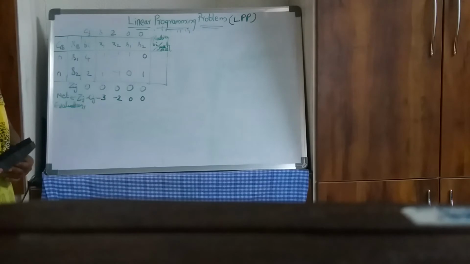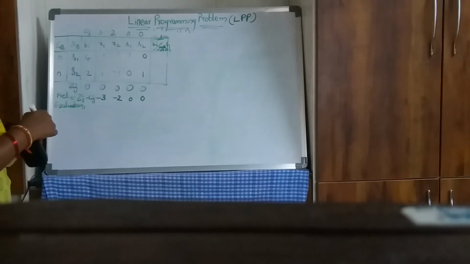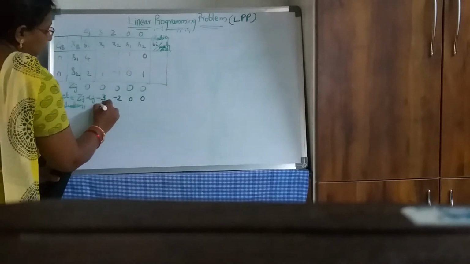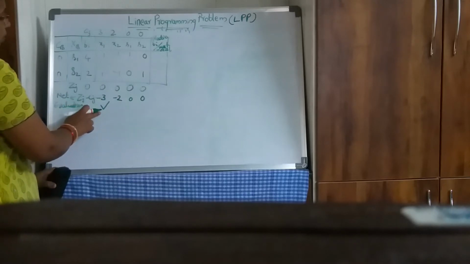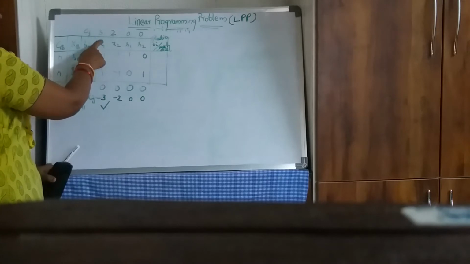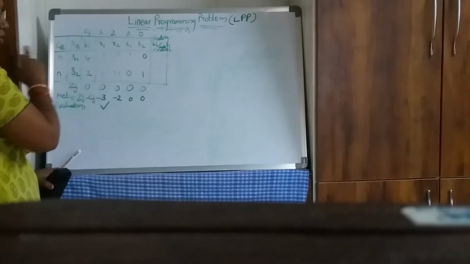So here I have two negative values. Which one should I select? So select the most negative value. Now which is the most negative value here? Here minus 3 is the most negative. Put a tick mark to this minus 3. Now this most negative column is corresponding to which variable? X1. Now x1 should come in this column. That means it should enter the basis.